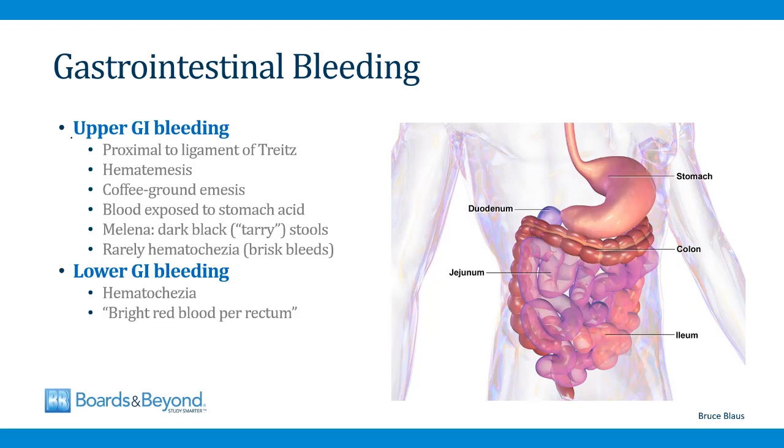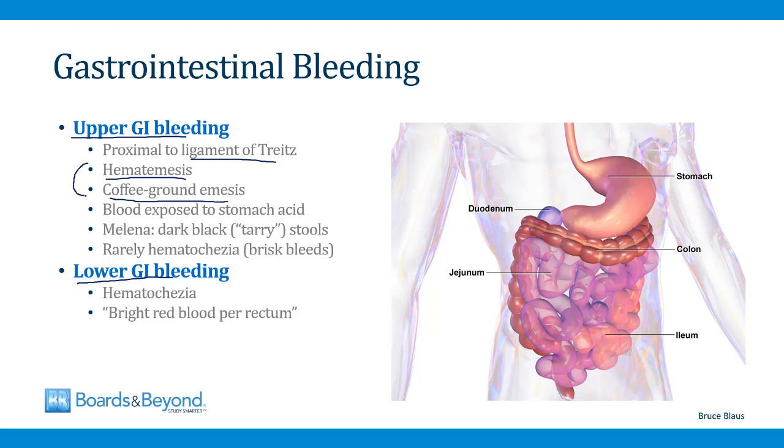Gastrointestinal bleeding is divided into upper GI bleeding and lower GI bleeding. Upper GI bleeding is bleeding with a source in the GI tract that is proximal to the ligament of Treitz. We'll talk about what the ligament of Treitz is in a minute, but when the bleeding source is proximal to this ligament, blood can get into the stomach, and that leads to hematemesis, which is vomiting of blood. This is often described as coffee ground emesis because that's what bloody emesis can look like.